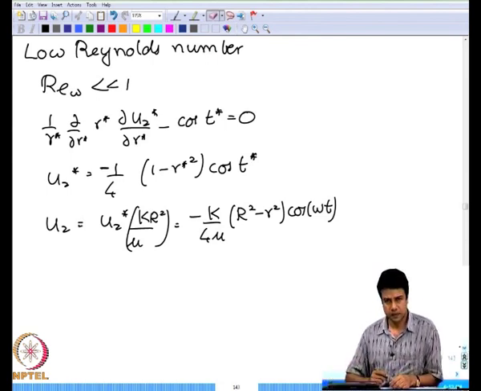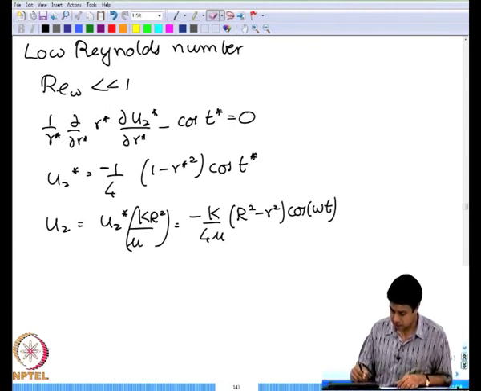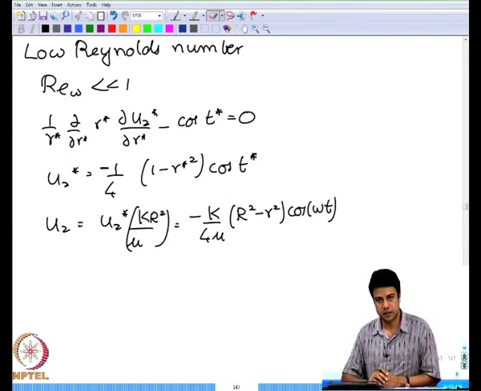One can have another interpretation of low Reynolds number. I can also define Re omega is equal to rho omega r square by mu, which is equal to omega by nu by r square. Omega is the frequency, 2 pi by T, where T is the time period. Nu by r square, or rather r square by nu, is the time it takes for momentum diffusion across a distance r.